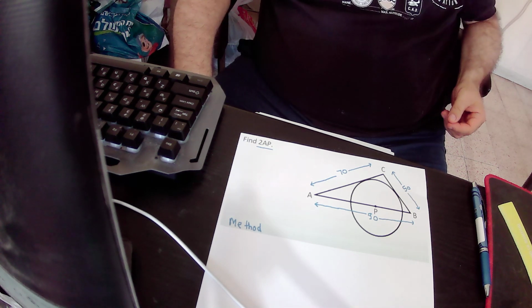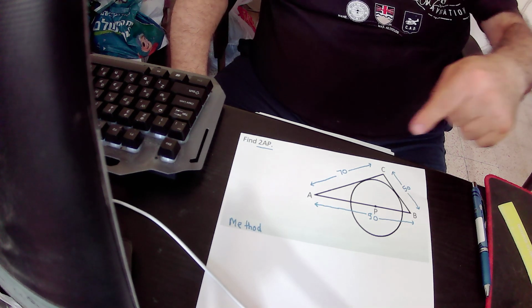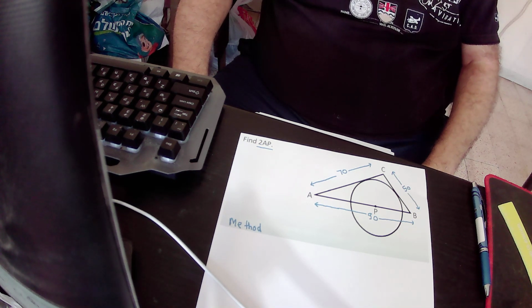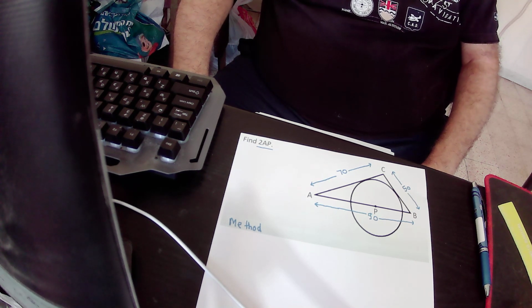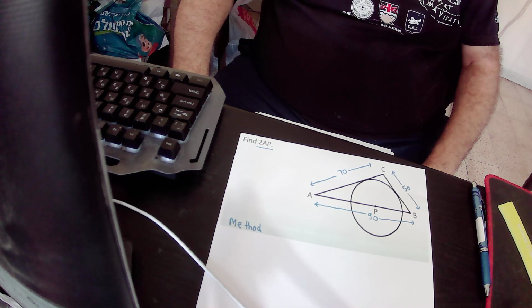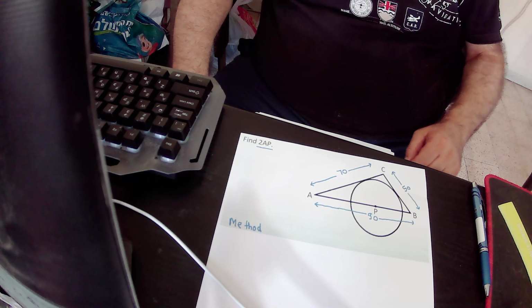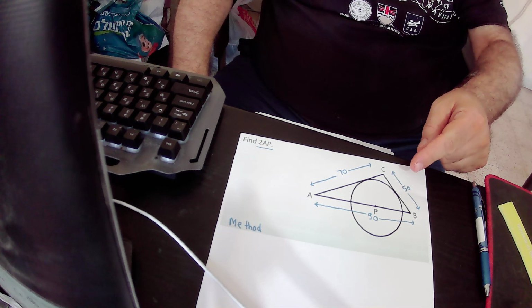And also the center of the circle is P, and actually side AC of the triangle tangents the circle, and also side BC of the triangle tangents the circle in another point.